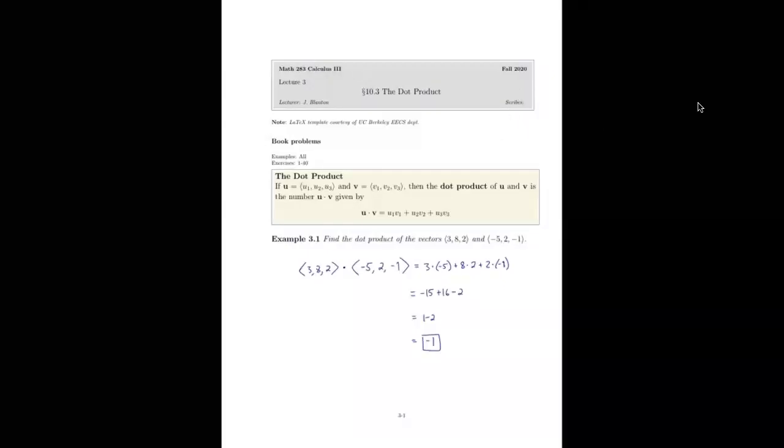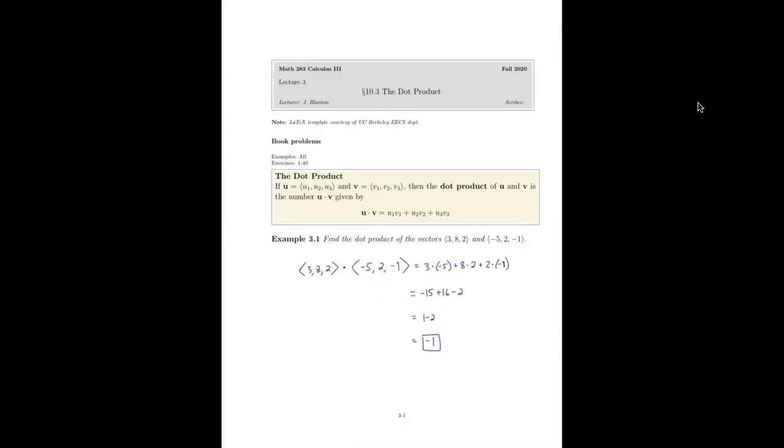Okay, so in 10.3, we're going to cover the dot product. Most students should find this is somewhat familiar. You probably worked with this in a physics class or possibly another math class. So the dot product itself is a pretty simple calculation.